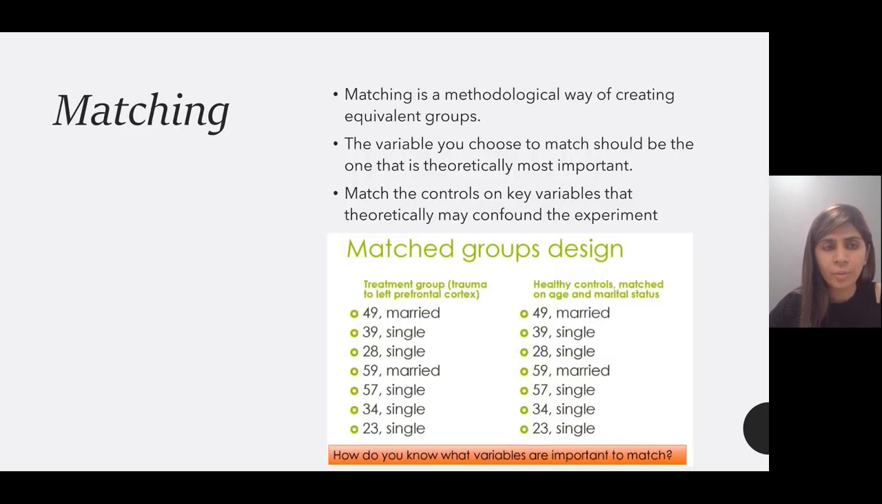The other way of controlling is matching. Matching is a methodological way of creating equivalent groups. The variable you choose to match should be the one that is theoretically most important. I've given an example below in this picture to show how you should match the participants through variables.